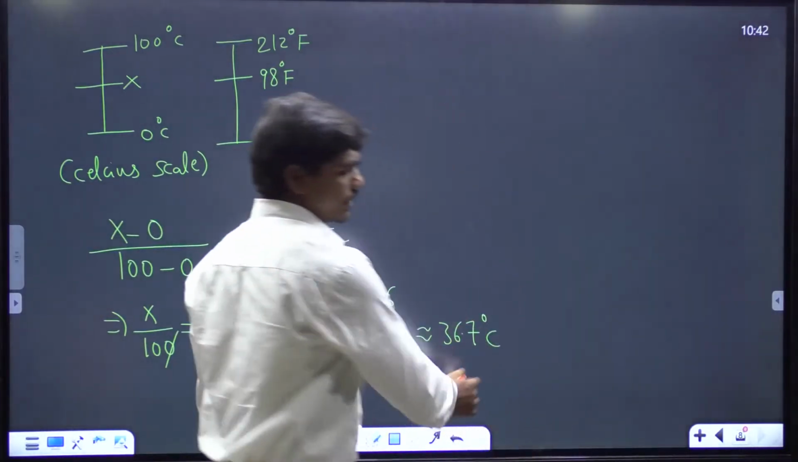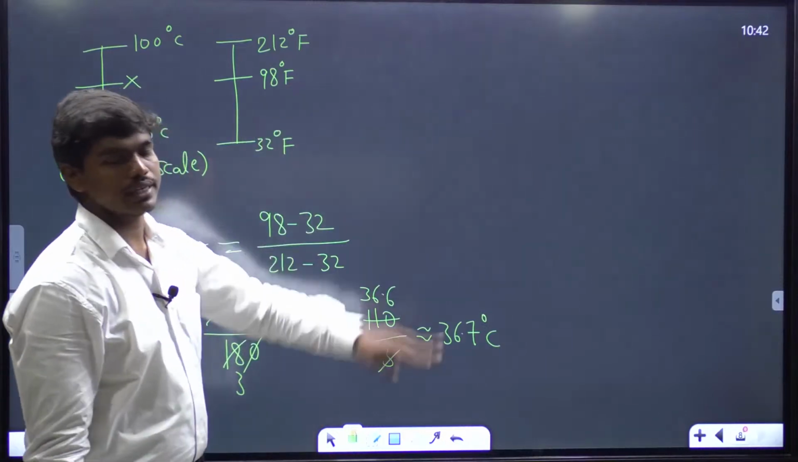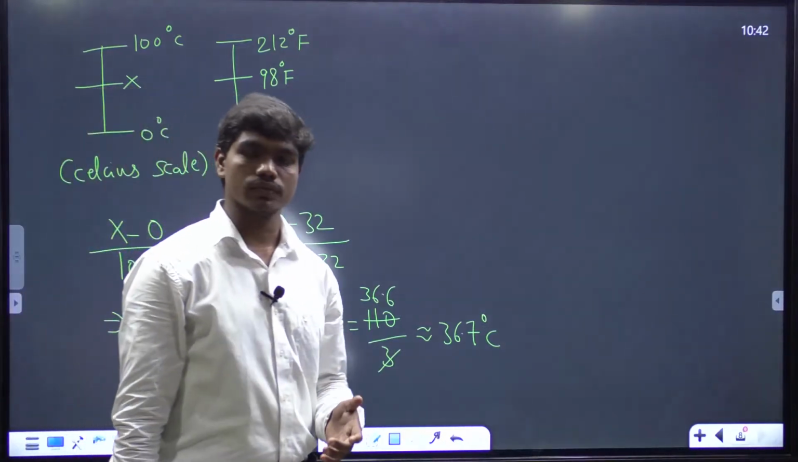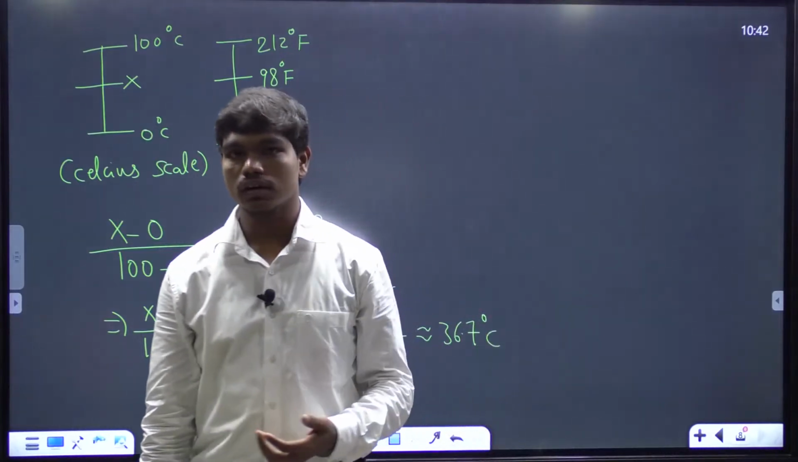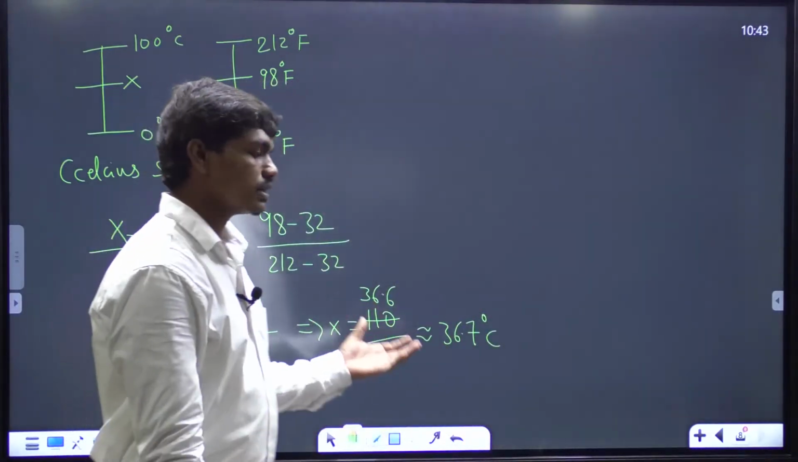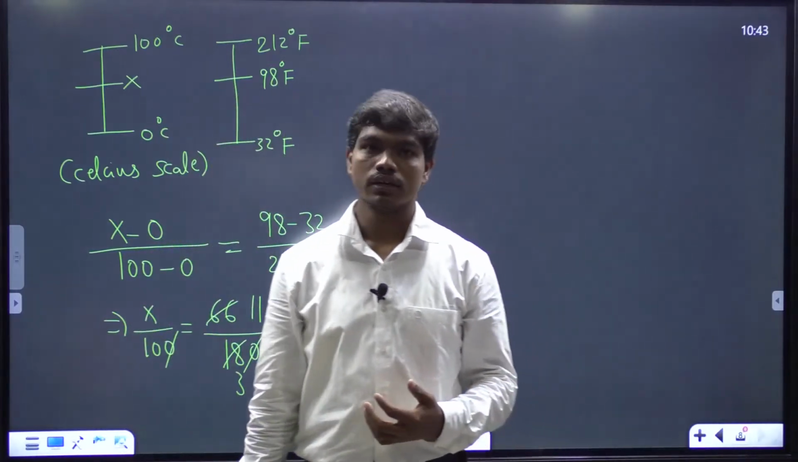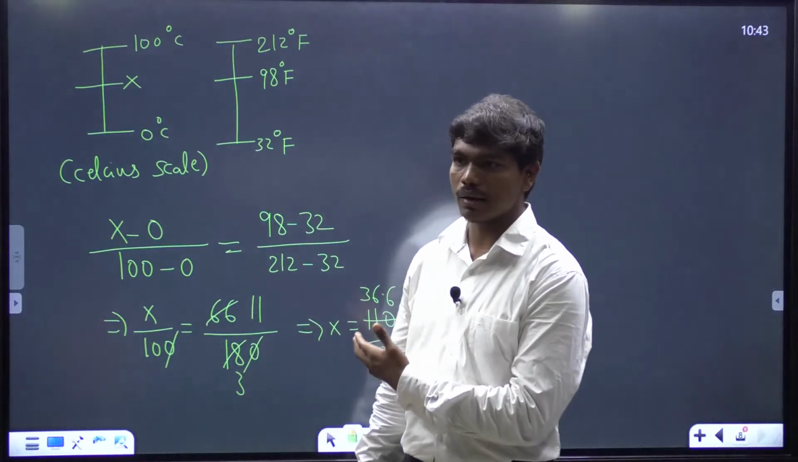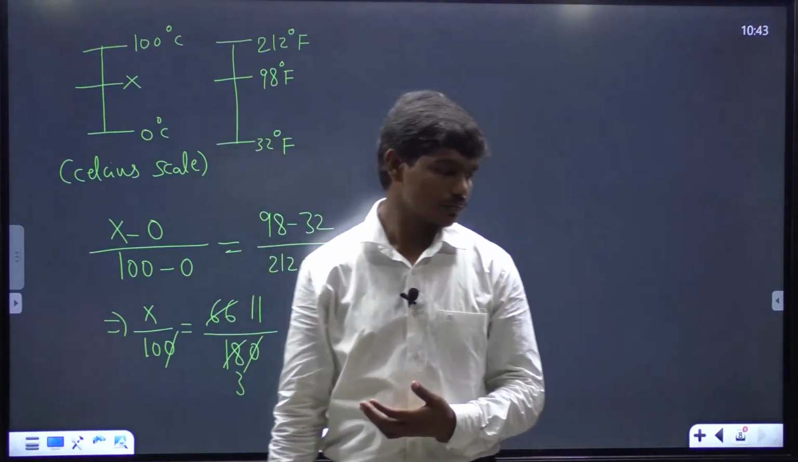So this 36.7 degrees is actually the body temperature in general, because 98.4 Fahrenheit is the normal human body temperature when everything is fine within your health. So this is why the zeroth law came into existence for temperature measurement, and then a lot of scales evolved for temperature measurement. And this is how you identify the reading on a particular scale when the temperature is given by another scale.